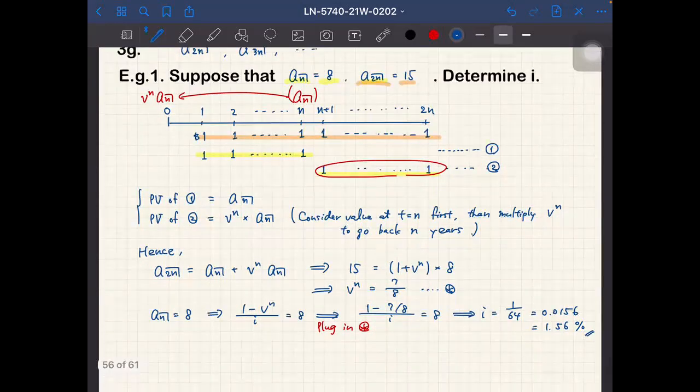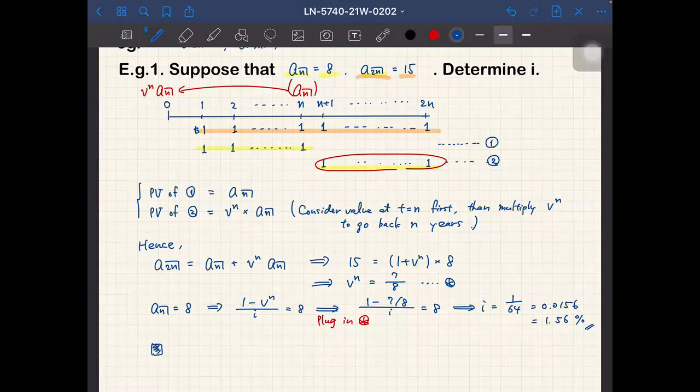Just to repeat the important part: a angle 2n is always equal to 1 plus v to the nth power times a angle n, because the $1 payment for 2n years is separated into two payments of n payments of $1. Then each of them is represented by a angle n.